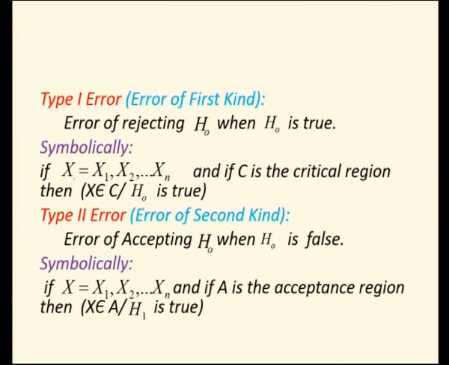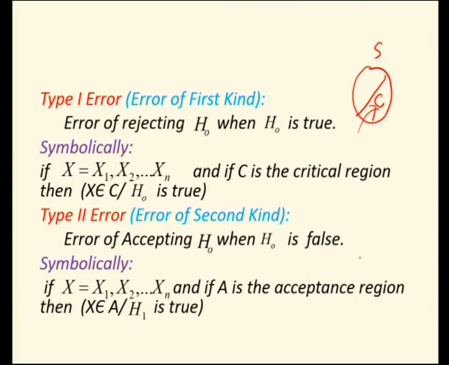Symbolically, if x is nothing but n sample values and if C is a critical region, then if x belongs to C, that is, if I draw a sample space and my sample values fall in the region C, the rejection region, given that H naught is true, it is called a type 1 error. Come to the type 2 error, which is the error of second kind. It is the error of accepting H naught when H naught is false.